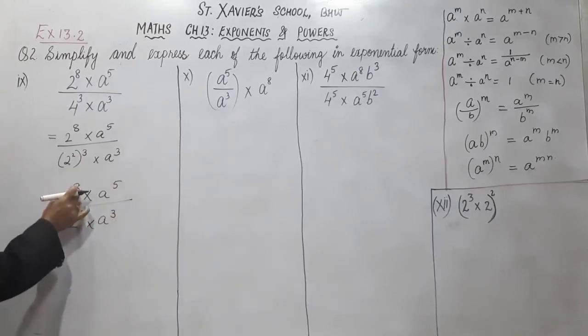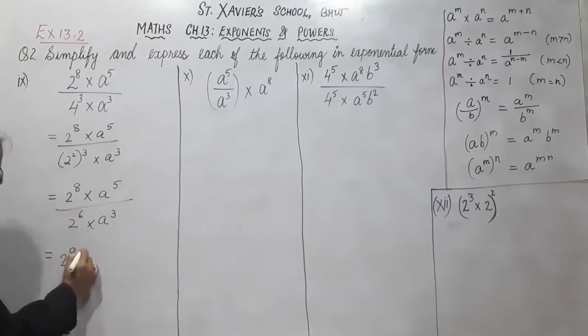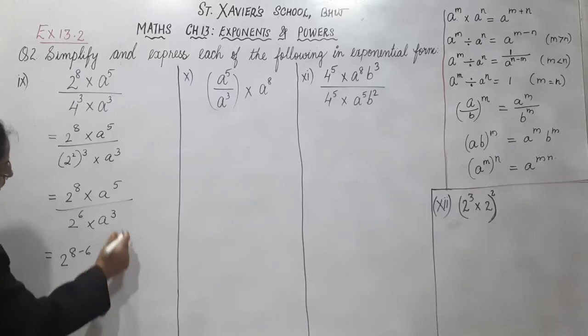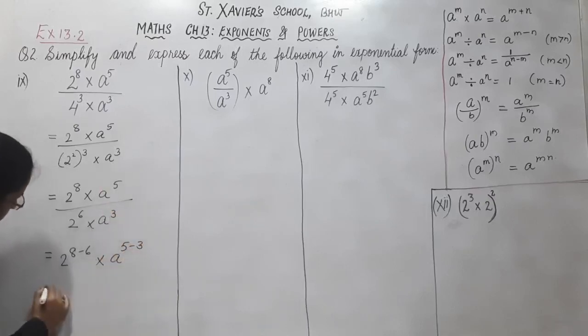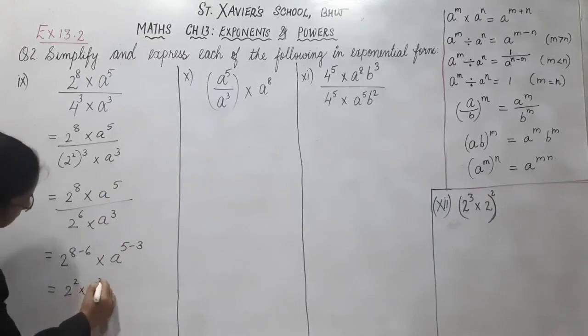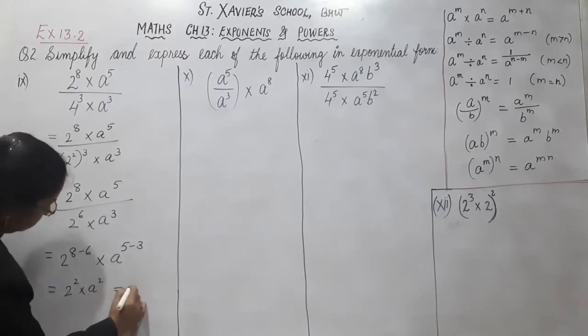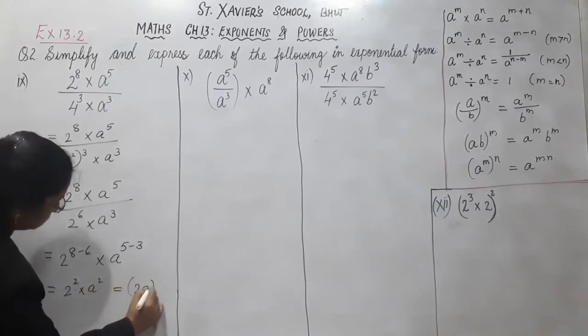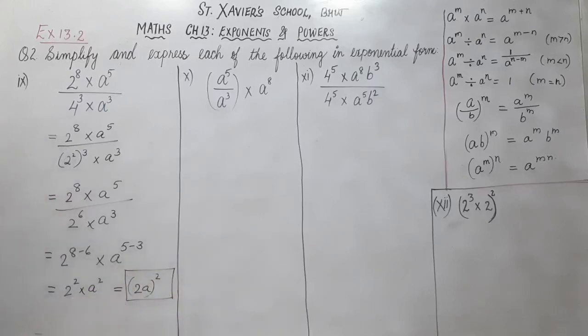Here 8 is greater than 6. So we directly minus: 2 raised to 8 minus 6 into a raised to 5 minus 3. That is equal to 2 square into a square. Here base is different but power is same. So we can write it as 2a all raised to 2. Common power we can take.